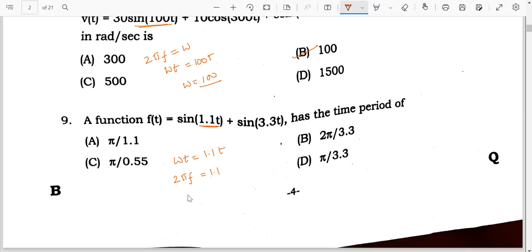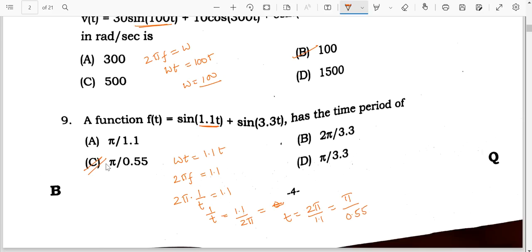So we need to find the time period. So 2 pi f I can replace as 2 pi by T, sorry, I am mistaken here, 1 by T. So 1 by T is equal to 1.1 by 2 pi. From this, T is equal to 2 pi by 1.1, which can also be written as pi divided by 0.55. So the answer will be C here.